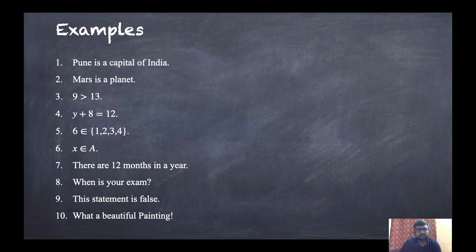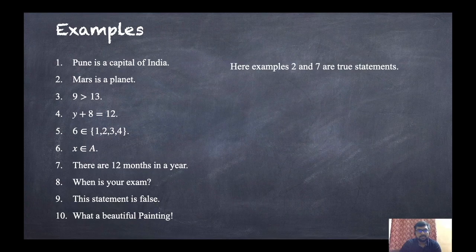Now, first, let us discuss which are the true statements. Pune is the capital of India. No, it is a false statement. Mars is a planet. Yes, it is a true statement. 9 is greater than 13. It is false. The fourth one, we will discuss later. Fifth is false. Seventh, there are 12 months in a year. Yes, it is true. When is your exam? These three we will discuss later.